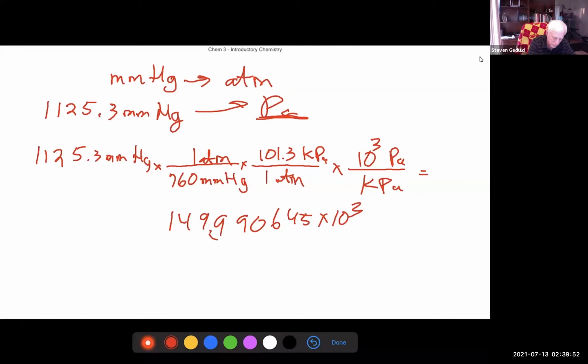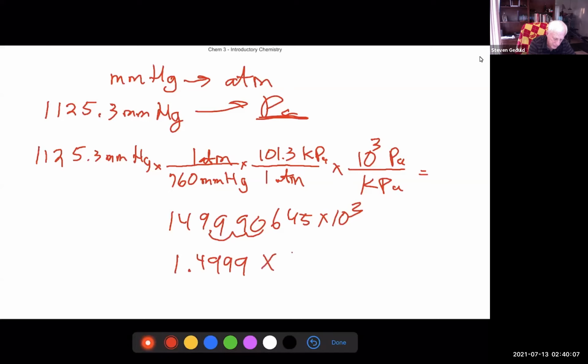So we're going to move this over 1, 2, 3 places. So it's going to be 1 point, how many, we got 1, 2, 3, 4, 5 single digits. 1.49990, right? 1, 2, 3, 4, 5 times 10 to the, and I move this. So the point was here, I moved it 1, 2, 3, 4, made it smaller by 5, make this bigger by 5. 10 to the 5 pascals.